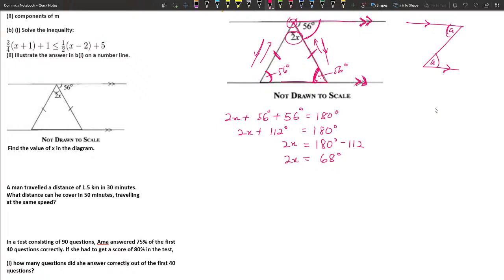Once we do that, we just have to divide both sides by 2 to get the value of x. Dividing both sides by 2, this will cancel. 2 goes here, 1; 2 goes here. Let me see, 34. Check that also. Fantastic. Okay, 34. Now remember, the x is an angle. So when you get 34, please don't just write 34, but bring your degree symbol.